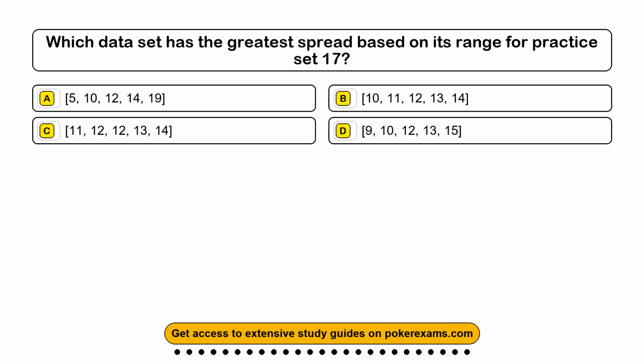Question 21. Which data set has the greatest spread based on its range for practice set 17? Option A 5, 10, 12, 14, 19. Option B 10, 11, 12, 13, 14. Option C 11, 12, 12, 13, 14. Option D 9, 10, 12, 13, 15.